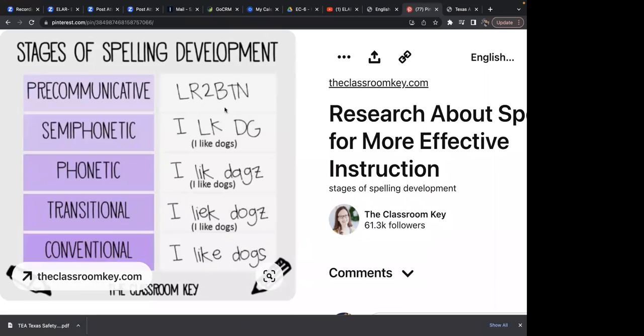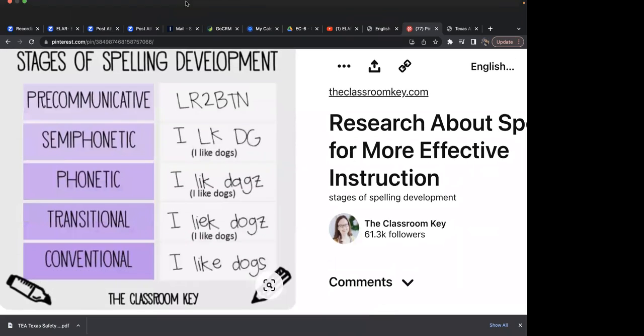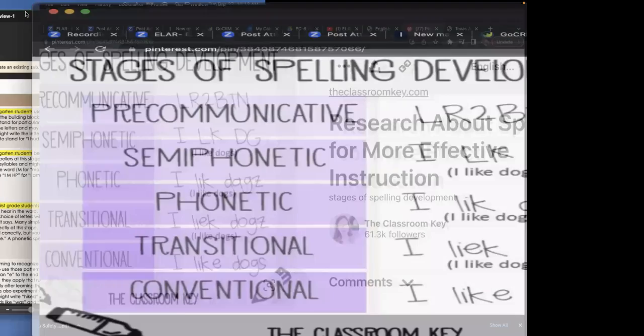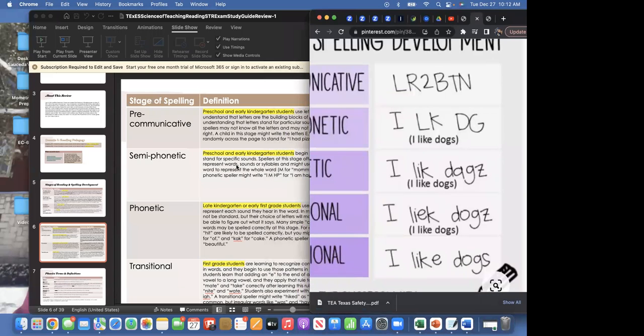Pre-communicative is going to be sort of all over the place. Like they might have an L up here, an R down there, a Z down there, a B in the middle, the T in the end, and they might start from right to left instead of left to right. So then you see them get a little bit better with the semi-phonetic stage.